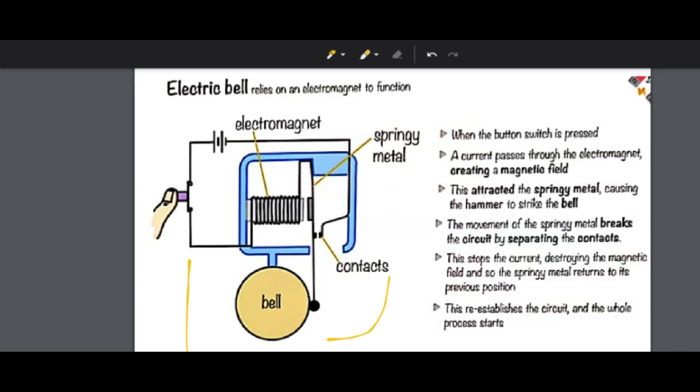Okay. So look, this attracts the springy metal, causing the hammer to strike the bell. When you press, a current passes through the electromagnet. This is the current passing through this, and it creates a magnetic field. And this attracts the springy metal. Okay, this is the springy metal. The springy metal will attract that metal, and the movement of the springy metal breaks the circuit by separating the contacts. So when they attract by hitting together, they break this contact.